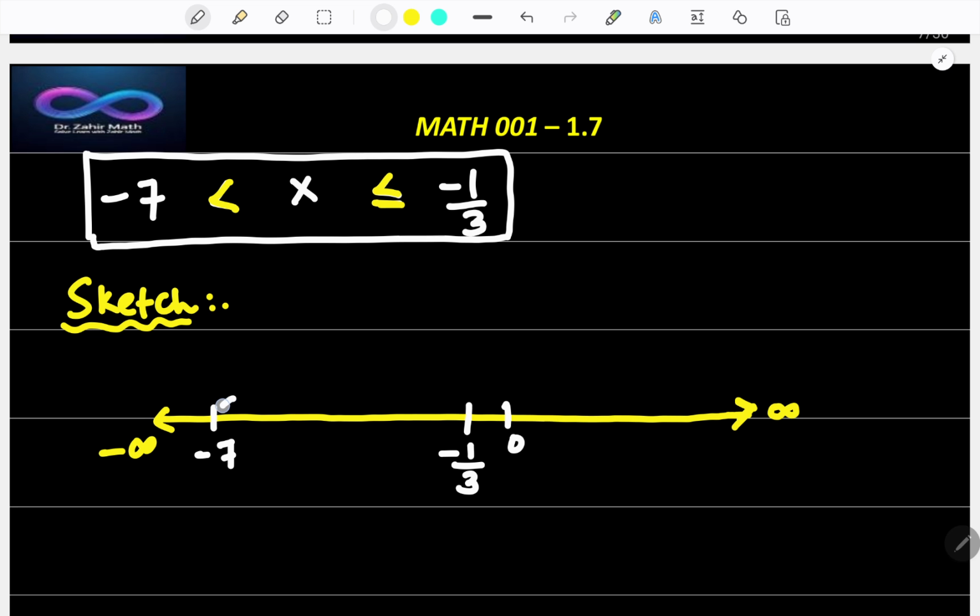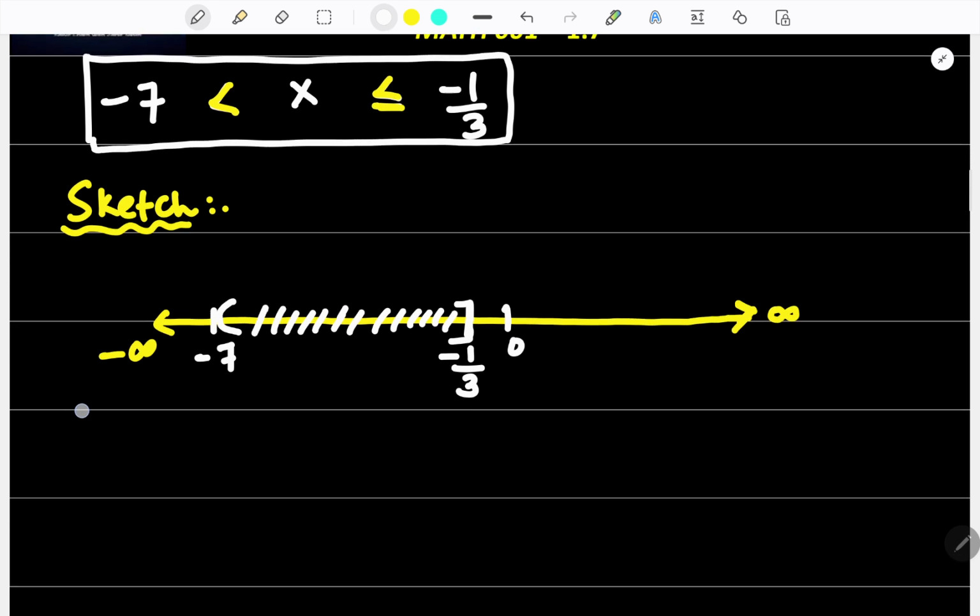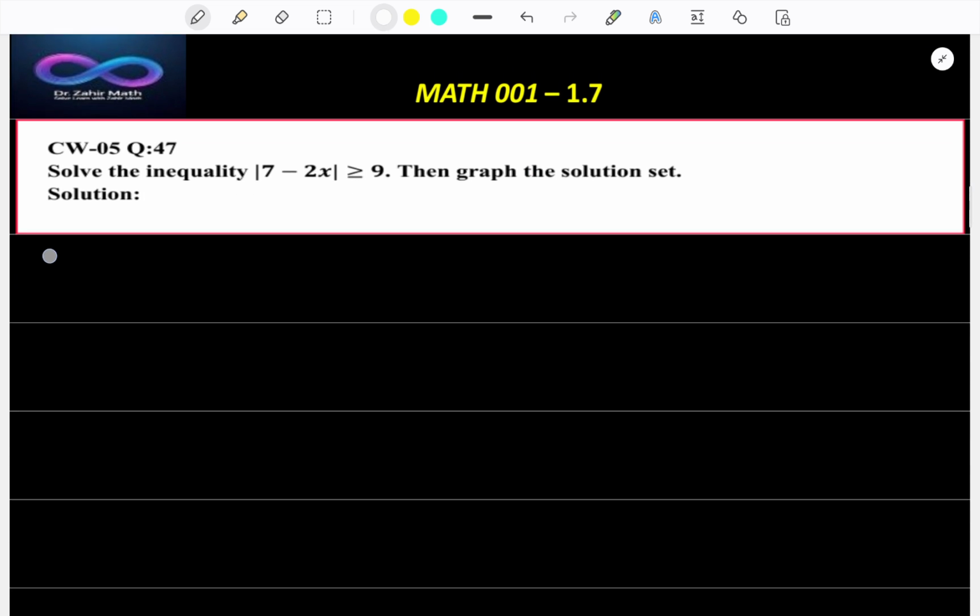For minus 7 I'm going to open this bracket. For minus 1 by 3 I'm going to use this bracket. So I'm going to draw the lines, right? Clear all of you? Right. Now let's go to the next question.